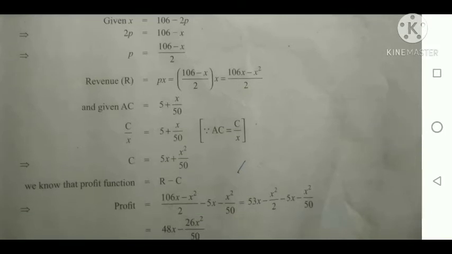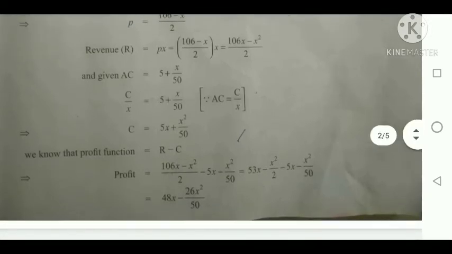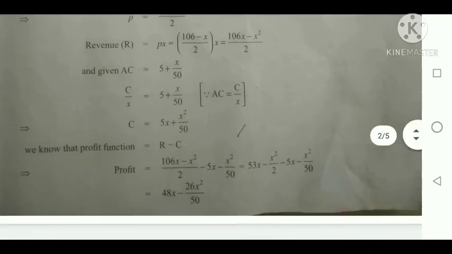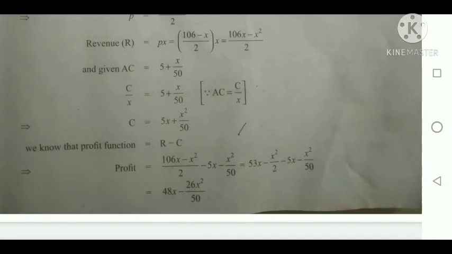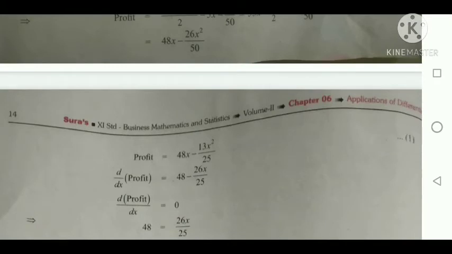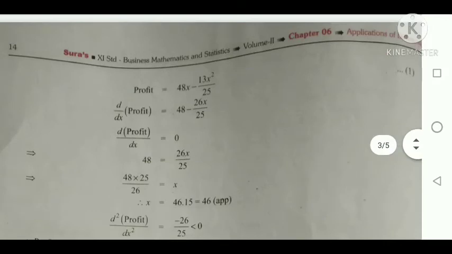Okay. So we know that profit is nothing but revenue minus cost. Already we found the revenue, that is 106x minus x square by 2, and the cost is 5x plus x square by 50. While subtracting these two, we are getting profit equal to 48x minus 26x square by 50. So after finding the profit, differentiate it in order to find the value of x. Here we are differentiating it. We are getting 48 minus 26x by 25.